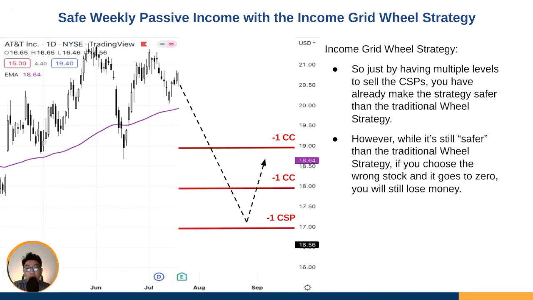However, while it's still safer than the traditional wheel strategy, if you choose the wrong stock, right, and it goes to zero, then you're still going to lose money, right?